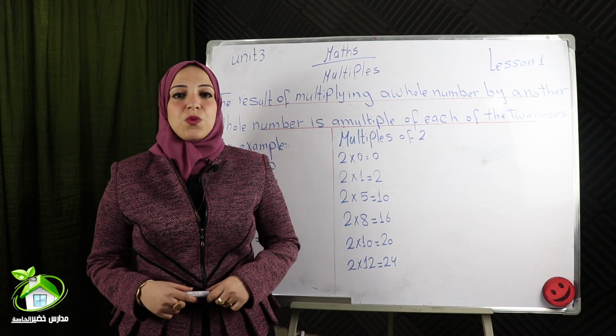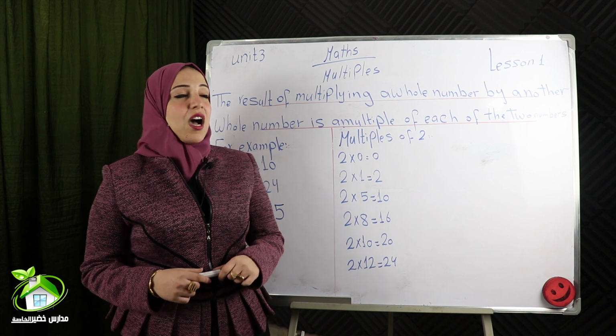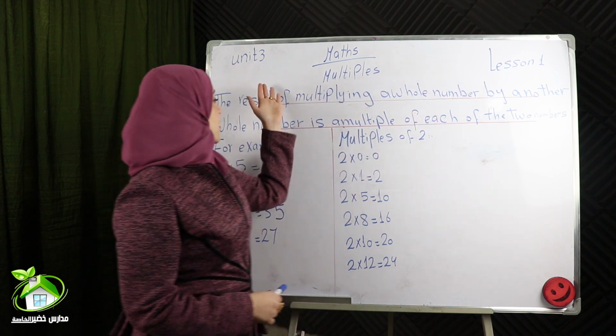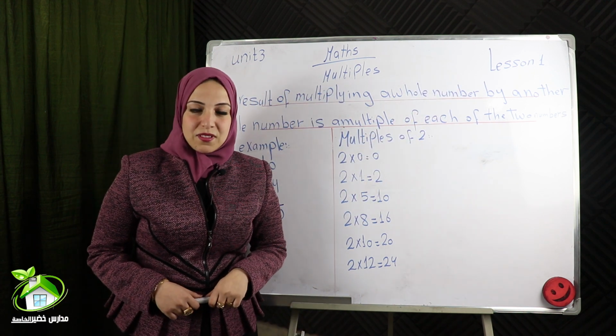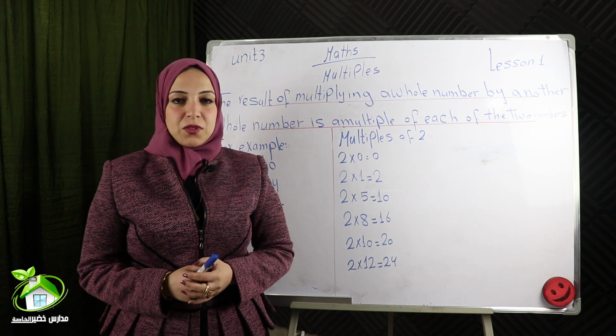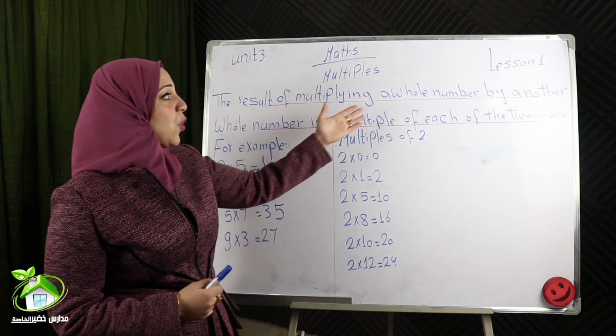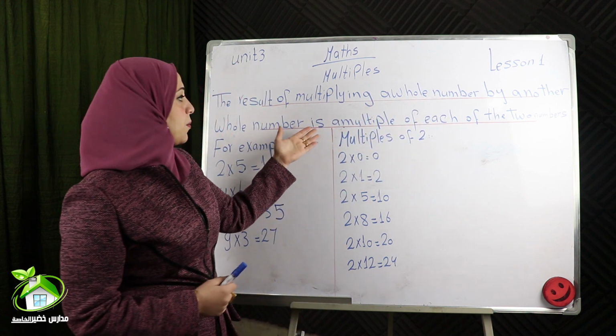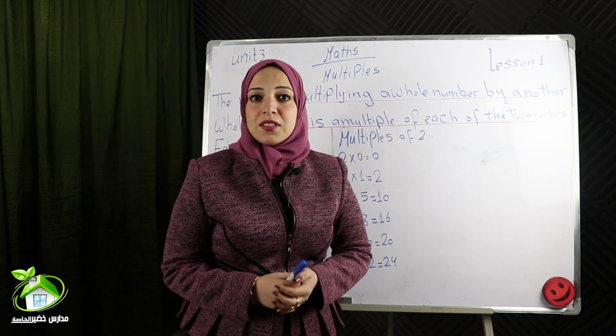Today we are going to complete our lessons in primary 4. Our lesson is lesson number 1, Unit 3, which is about multiples. First, what's the meaning of multiple? The result of multiplying any whole number by another whole number is the multiple of each of the two numbers.